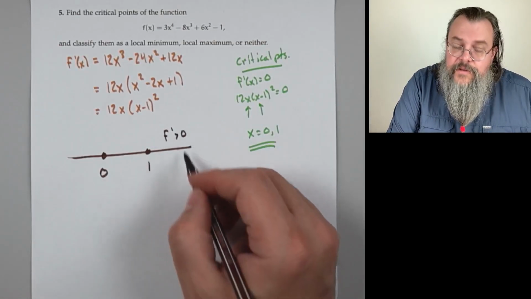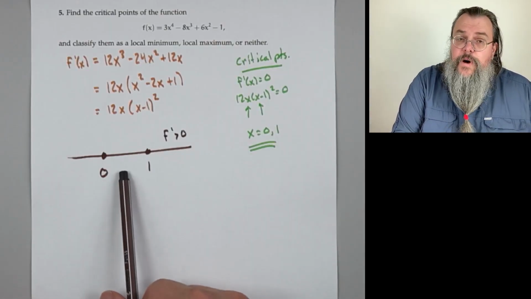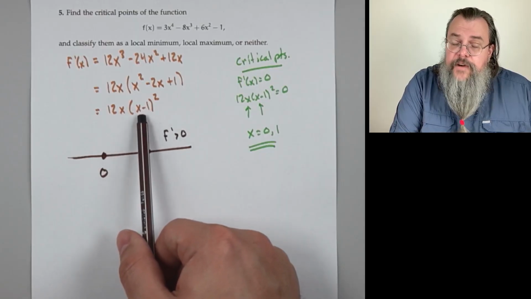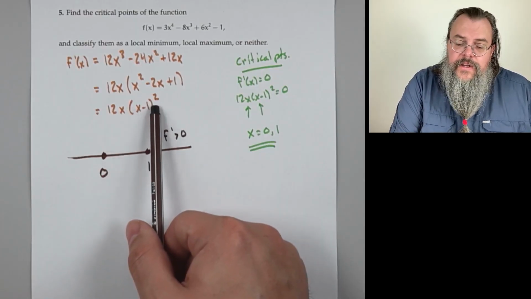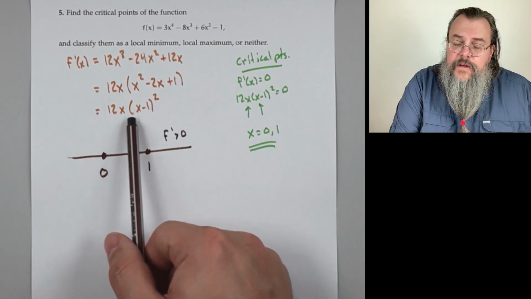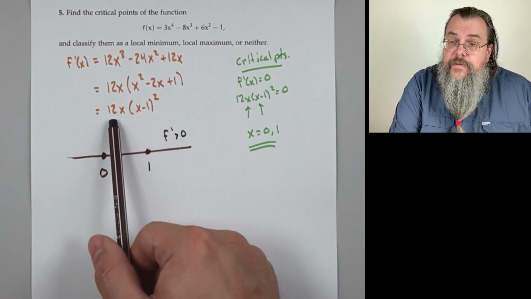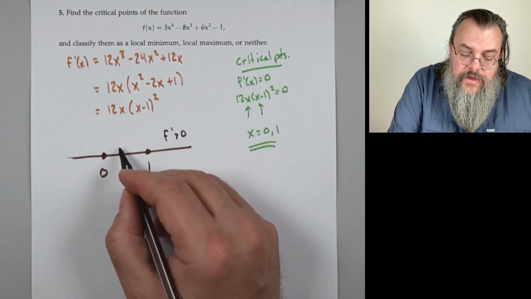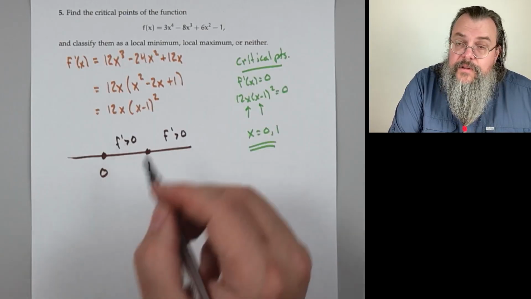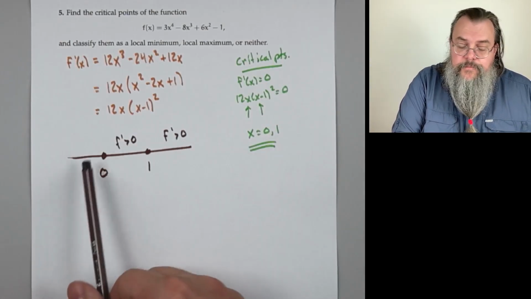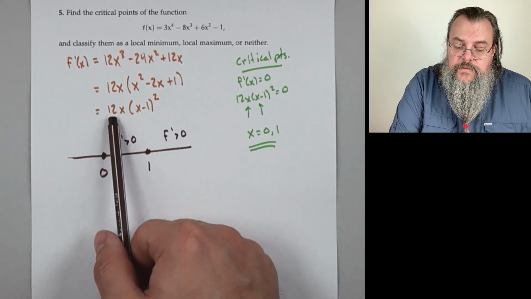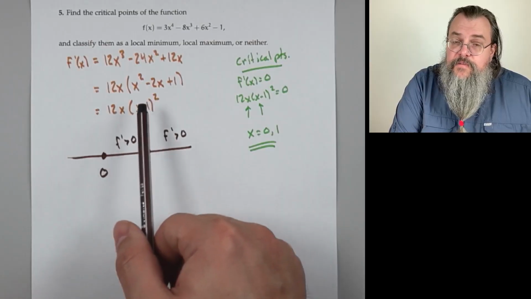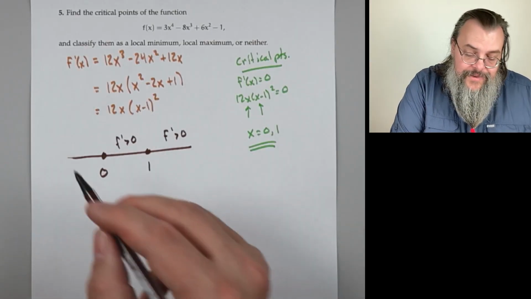The derivative is positive. Okay, between 0 and 1, say a half. 12 times a half, and then a half minus 1 is minus a half squared. Again, we care about the sign, not the value. Positive, positive, square, positive. So the derivative is still positive. Now plug in something like minus 1. 12 times minus 1 times minus 2 squared. Positive, negative, positive. Net result, negative.